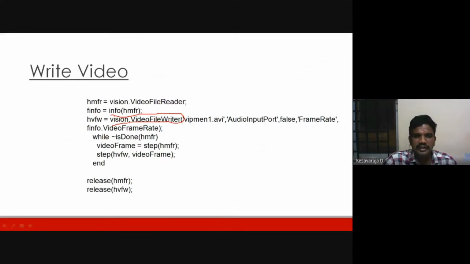There is a constructor named vision.VideoFileReader. Each and everything is available under vision objects. So you can apply the step of the video file reader and the video frame, and you can write the video. With just one or two steps, the CV toolbox automatically handles the video in an excellent way.